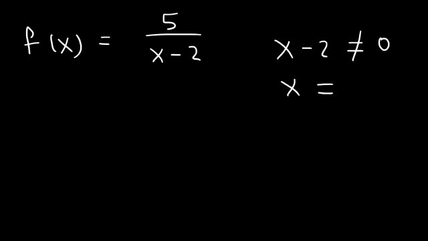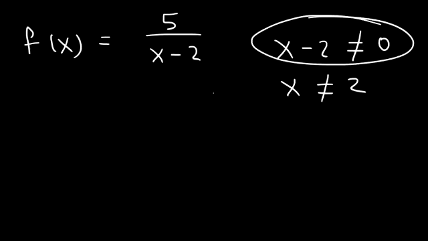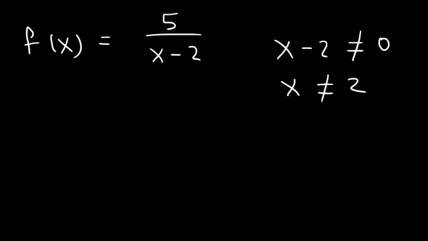So therefore, x can't be positive 2. Because if you plug in 2, 2 minus 2 is 0. And whenever you have a 0 in the denominator, it's undefined, you can have a vertical asymptote. So for rational functions, set the denominator not equal to 0. And then you could find the value of x.